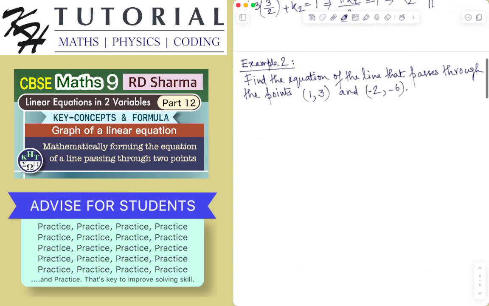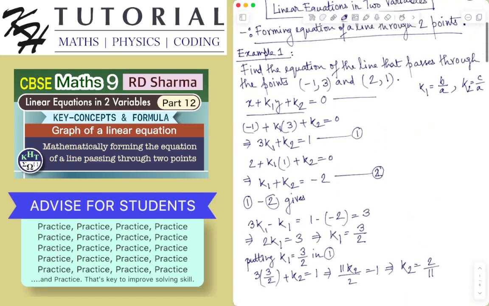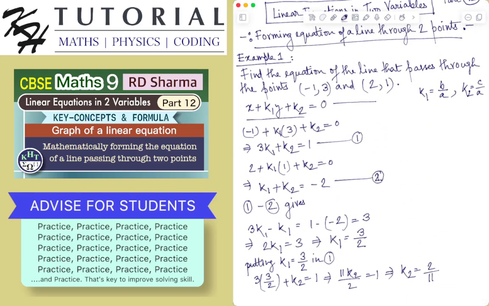Okay, so x plus k1 y plus k2 equals 0. Satisfying -1, 3 will give -1 plus k1 into 3 plus k2 equals 0. This implies 3k1 plus k2 equals 1. Satisfying 2, 1 will give 2 plus k1 into 1 plus k2 equals 0. This means k1 plus k2 equals -2. Subtracting equation 2 from 1 will give twice k1 is equal to 3. Okay, that is fine.